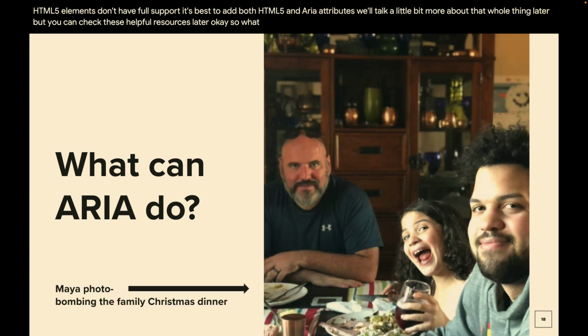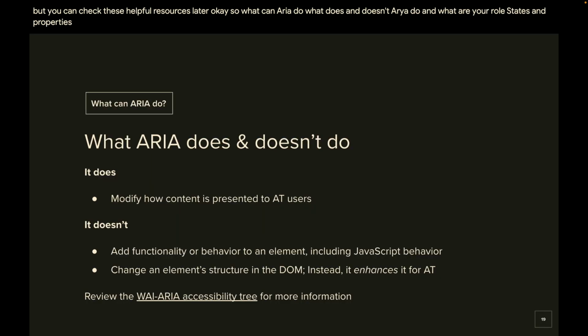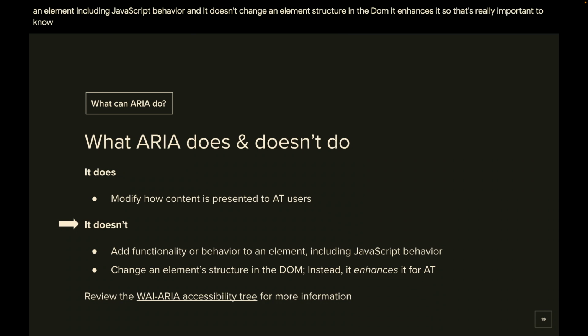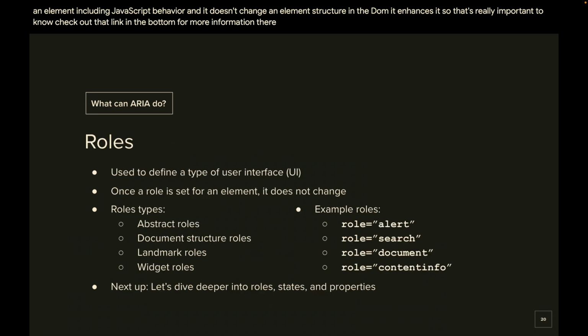Okay, so what can ARIA do? What does and doesn't ARIA do? And what are ARIA roles, states, and properties? So ARIA does modify how content is presented to AT users in the accessibility tree, but it does not add functionality or behavior to an element, including JavaScript behavior, and it doesn't change an element's structure in the DOM, it enhances it. So that's really important to know. Check out that link at the bottom for more information there.